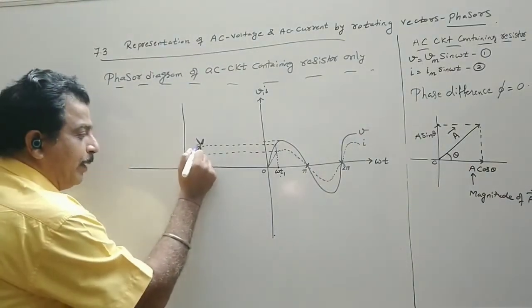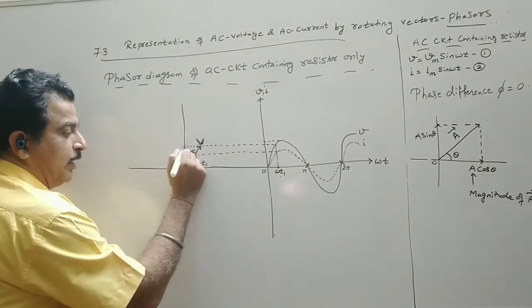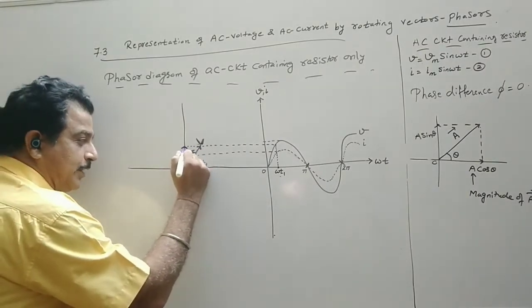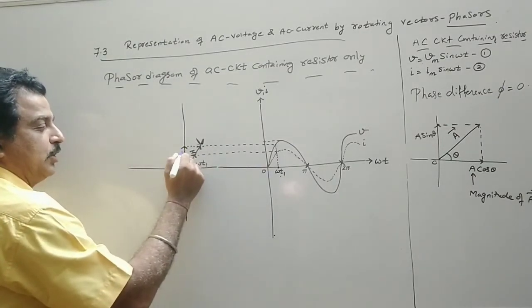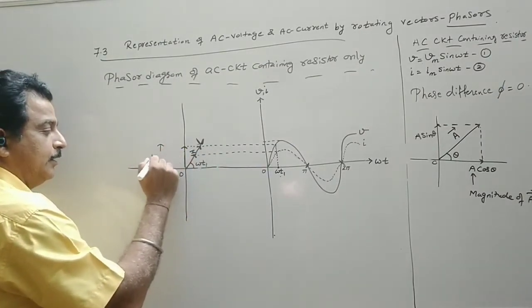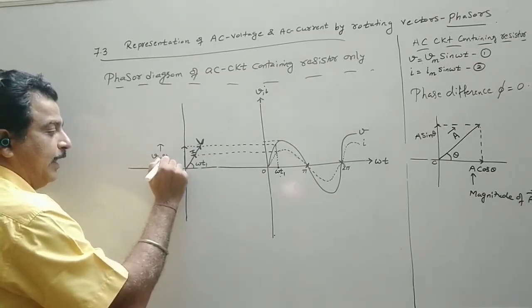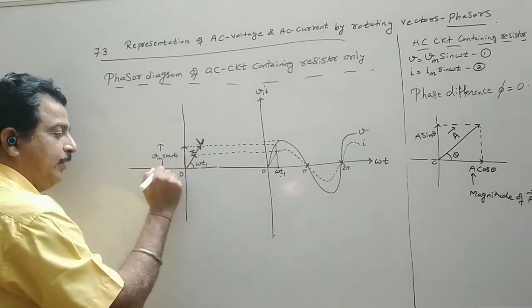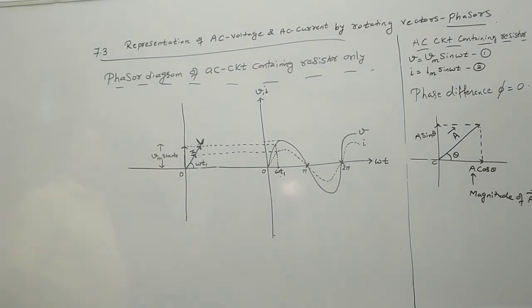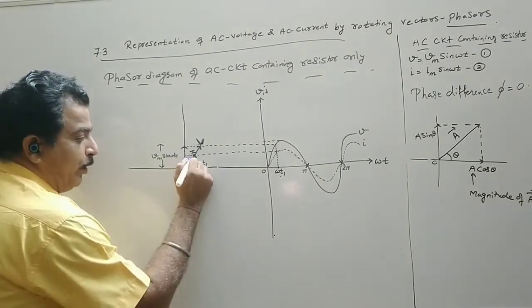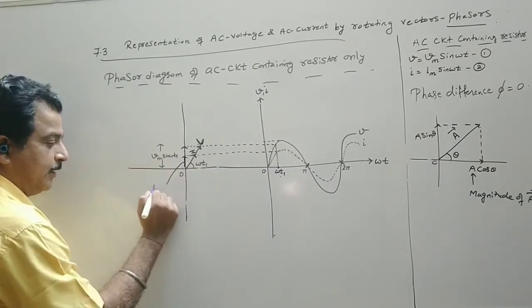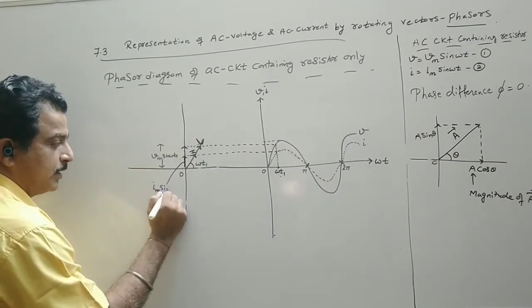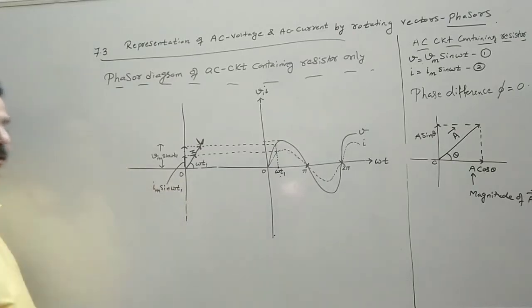Now if I drop a perpendicular, because I have to deal with the vertical component only, the magnitude of this is Vm. So this entire length is Vm sine of omega t1. And if I drop a perpendicular here, this vector will be written as Im sine of omega t1.